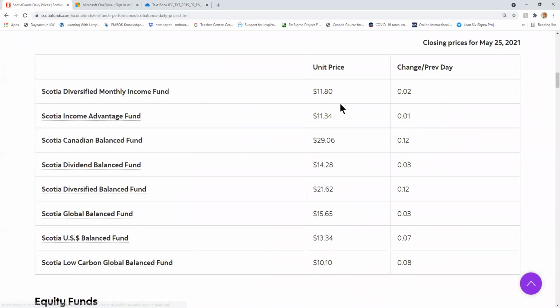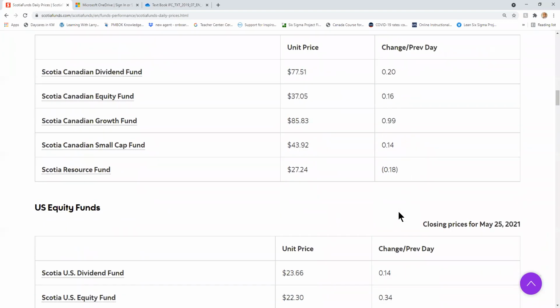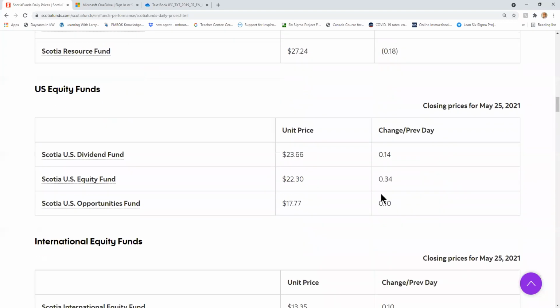Like this one, it was only 0.02 difference, 0.01, 0.12 in one day. Very little difference, right? So this price is 3 cents higher than the previous day, right? So it's going to be very little change in one day. Does that make sense? Sometimes it may go down also, it may go up. So the change per day is going to be very small.